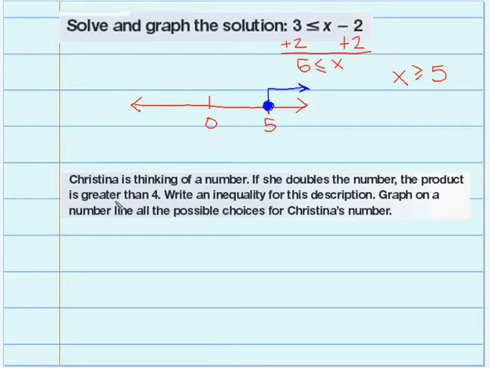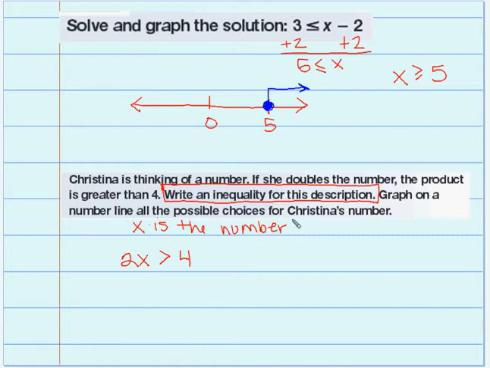Okay, here's another example. Christina is thinking of a number. If she doubles the number, the product is greater than 4. Write an inequality for this description. Okay, so let's say that x is the number. So what happens to the x number? If she doubles it, well, that would be twice as much. The product, so 2 times whatever x is, is greater than 4. Okay, so there's your inequality. That's this part right here. Right? An inequality. We did that.